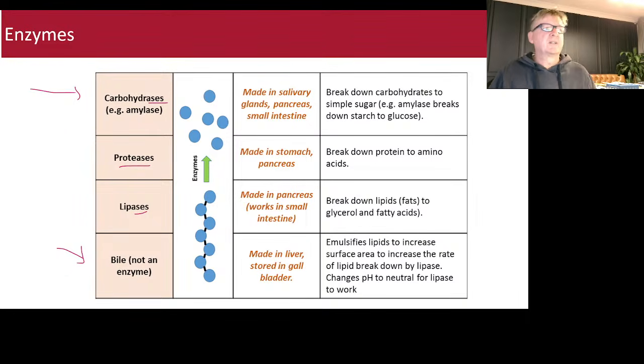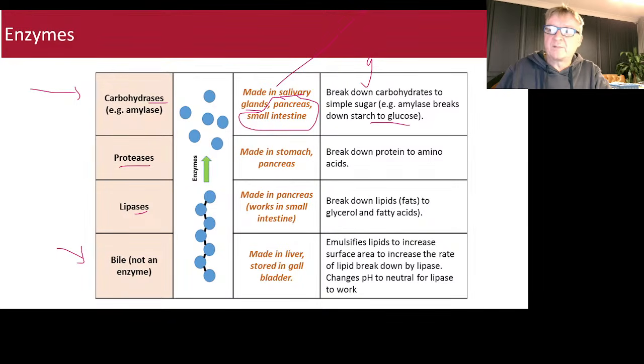So carbohydrases. Think about your digestive system. Food goes in your mouth, and the first enzyme that hits it is amylase. So therefore, it is made in the salivary glands. So carbohydrases start acting in the salivary glands. Then it's pretty standard. The others, you've got pancreas and the small intestine also produce carbohydrases. And remember, carbohydrases break down into glucose. Okay, amylase breaks down starches into glucose.